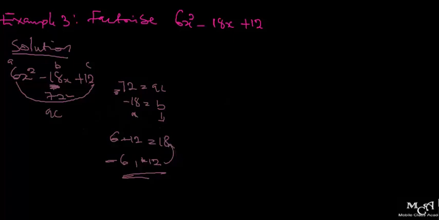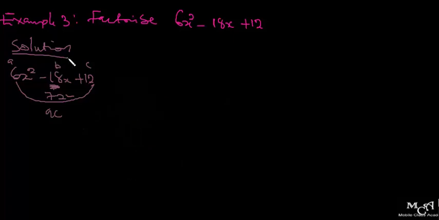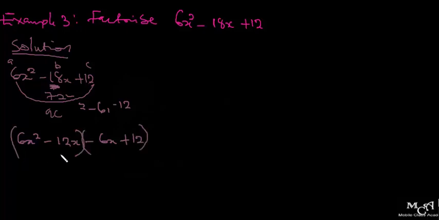So I have my minus 6 and minus 12. Let me just substitute it into the equation. Let me clear the board. I've gotten my value for B, which are minus 6 and minus 12. Now let's go and substitute it here. We have 6x squared minus 12x minus 6x plus 12. At this point, we group. So what is a common factor here?